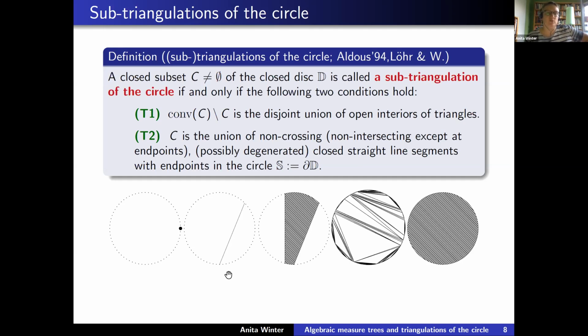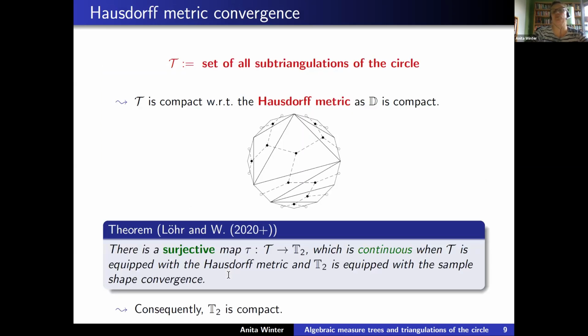There's condition number T2, which says that C is the union of non-crossing straight line segments whose endpoints are in the circle line S. This is satisfied in all the pictures. As you can see, there might be some degeneration, like in the first picture, where the line is actually just a point. But other than this, I think it's a simple condition. This condition was missing in the original definition of Aldous in 1994, but is needed to guarantee that all the branch points exist. If T2 fails, then it's not always possible to assign a subtriangulation to an algebraic measure tree. And this is what we want.